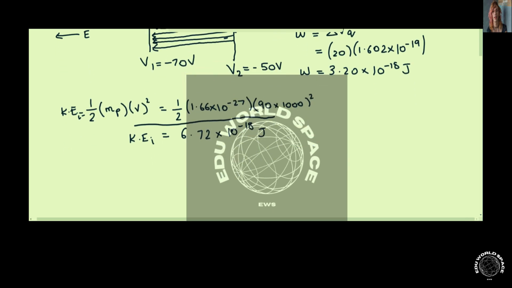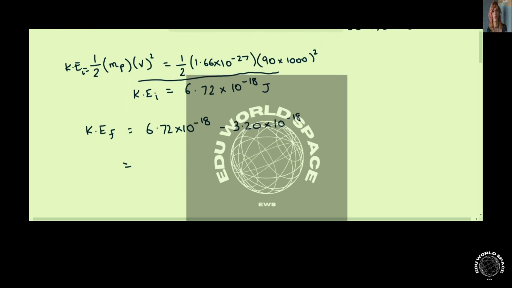Now, since the work was done against the particle, the final kinetic energy will be the initial kinetic energy, which is 6.72 times 10 to the negative 18, minus the work done by the field on the particle. So this will just turn out to be 3.52 times 10 to the negative 18 joules.